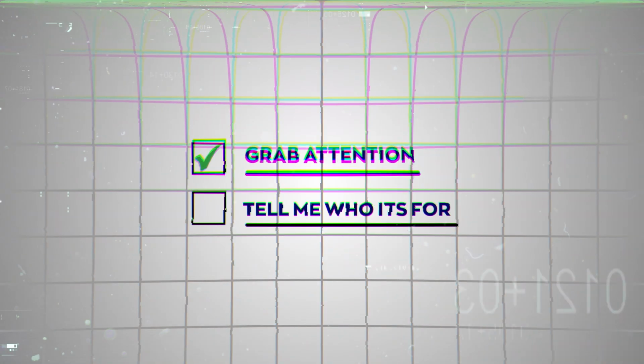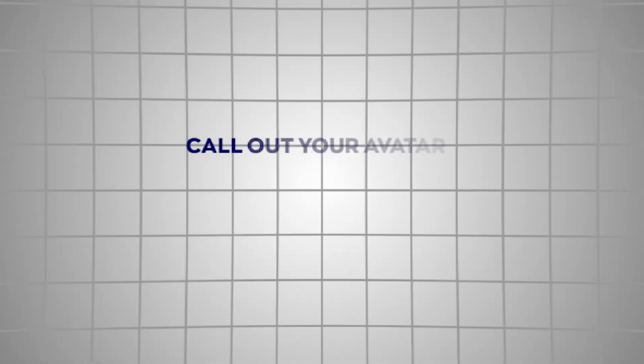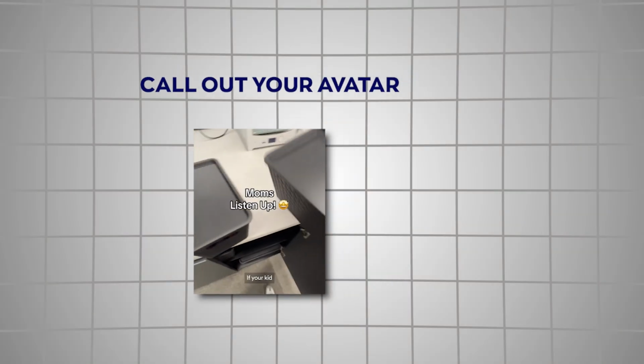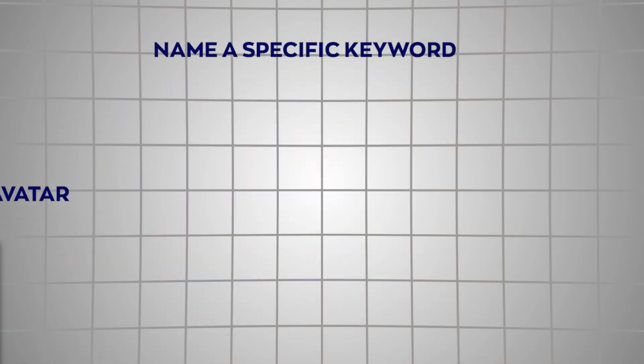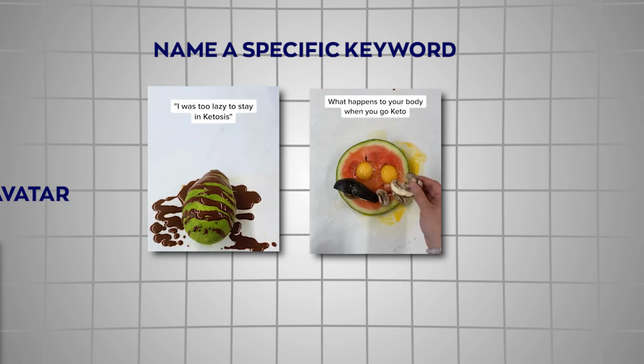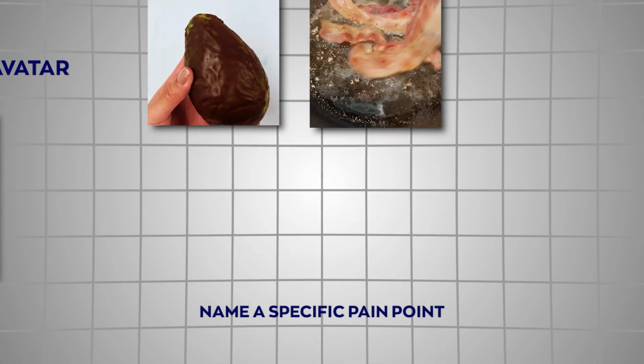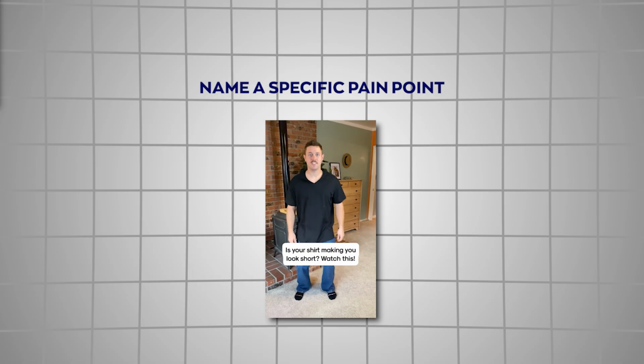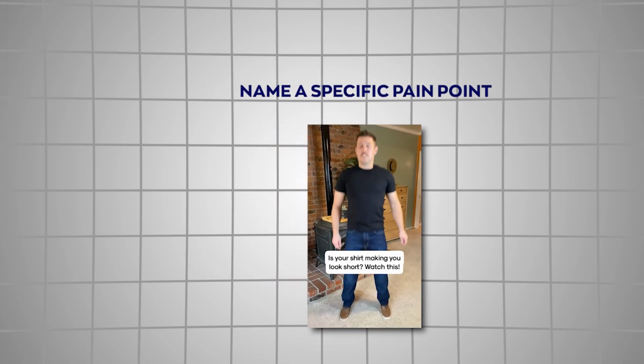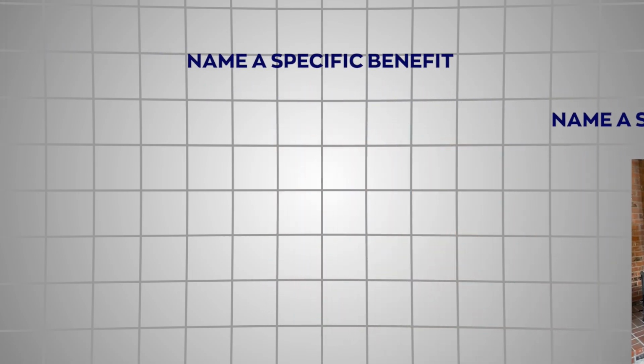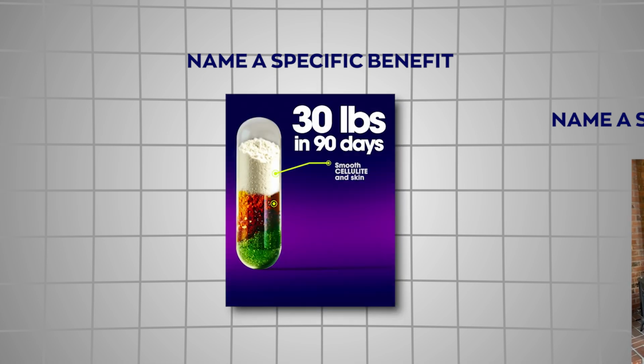So instead, you need to check off box number 2 and tell me very clearly, who is this ad for? Here are a few very easy ways that you can do that. 1, you can literally call out your avatar like this ad does, which is very clearly directed at moms. 2, you can name a specific keyword, like in these ads, which are targeting people on a keto diet. 3, you can name a specific pain point, like this ad, which is for vertically challenged men. 4, you can name a very specific benefit, like in this ad right here. Or number 5, you can even use your visuals to help your audience self-identify.